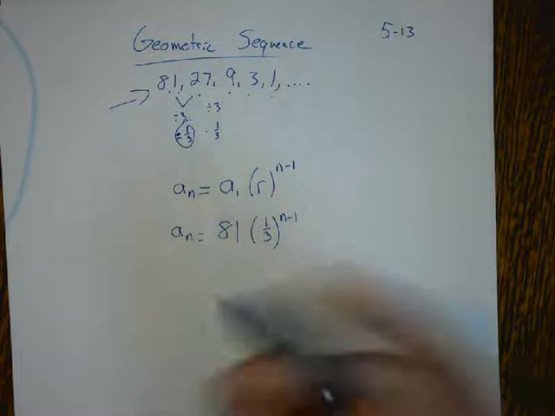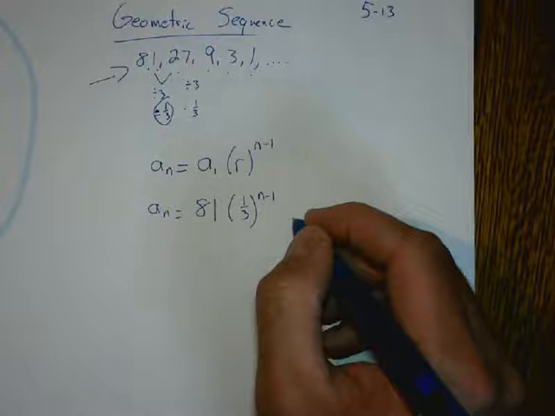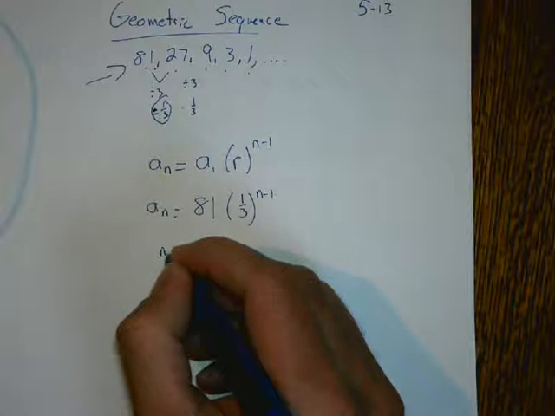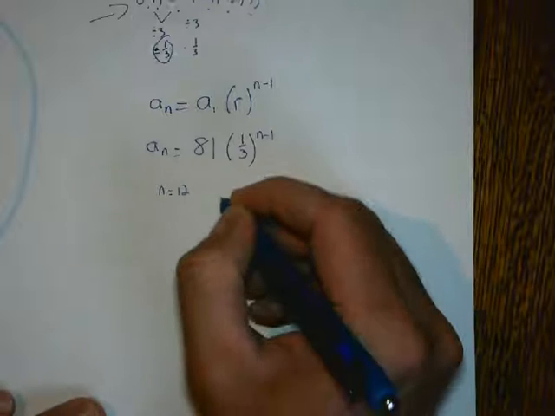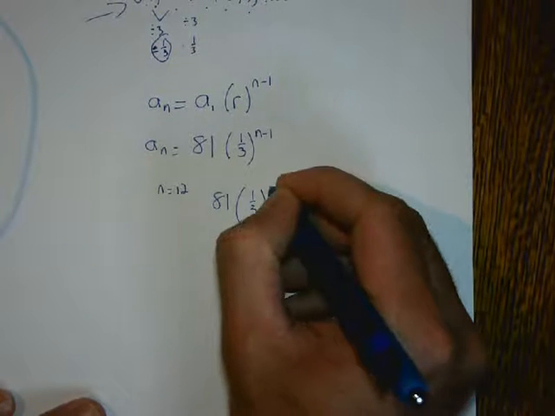And if I wanted to figure out what the, I don't know, 12th term is in this sequence, if I want to know what the 12th term is, it would just be 81 times 1/3 to the 12 minus 1.